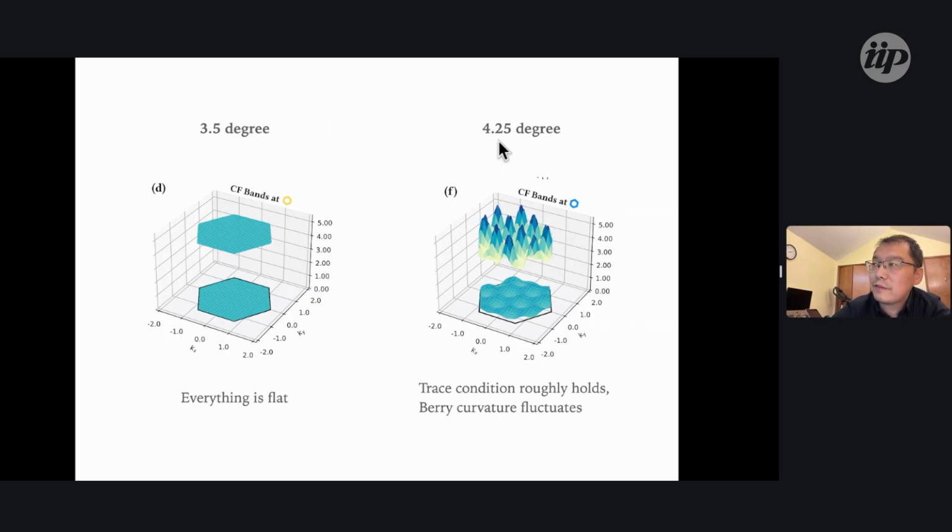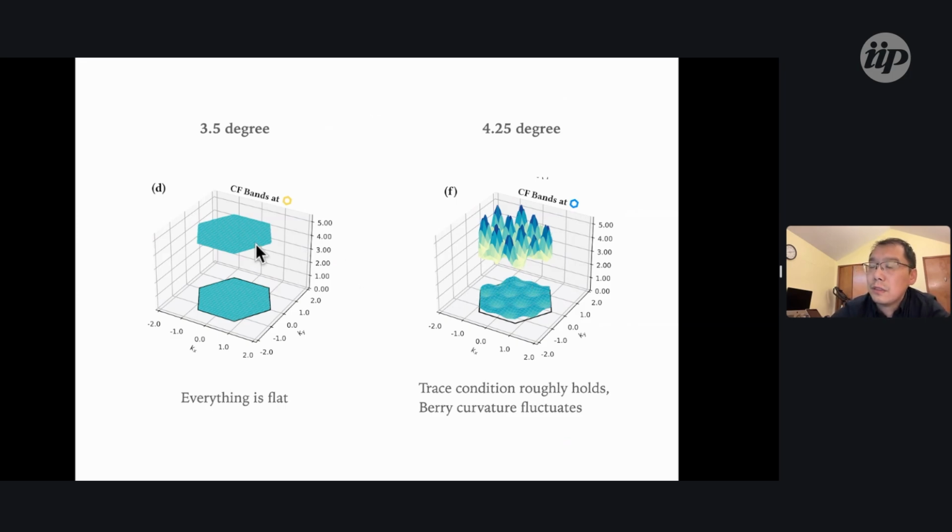Now, if I go to 4.25 degree, that's when the twist condition roughly holds, but the Berry curvature fluctuates a lot. Then you see that the lowest band is still kind of flat, but for the second band, the composite fermion band becomes very highly fluctuating, right? So now if you think about the band gap, this will have a larger band gap from here to here. But then this one, because of the fluctuation, the band gap will be reduced. So in other words, the fractional Chern insulator is marching towards its death.